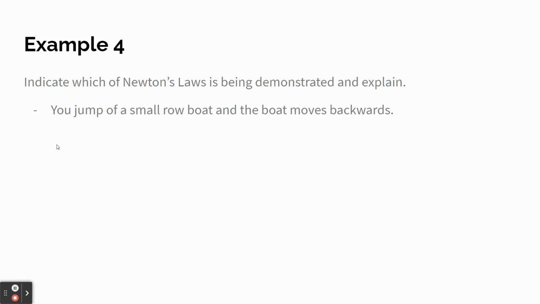Okay, number 4. You jump off a small rowboat and the boat moves backwards. You're on a boat and you're going to jump in the water. As you jump, the boat moves backwards. So this one is Newton's third law again. For every action, there's an equal and opposite reaction. You jumping off the boat, you're pushing off the boat, jumping in the water. The boat moves backwards and you move forward. That's the action-reaction pair. You're moving forward, that's the action. The boat moves backwards, that's the reaction.